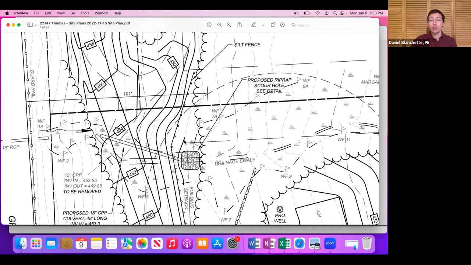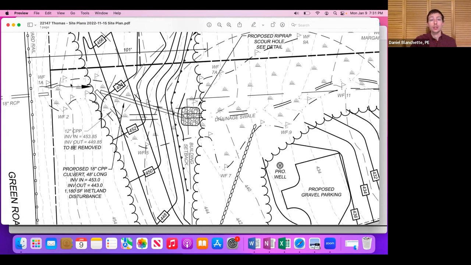Again, proposing to have some erosion control, silt fence installed downhill of the major excavation. All work is going to be performed in the dry season, again, to minimize any potential for erosion.